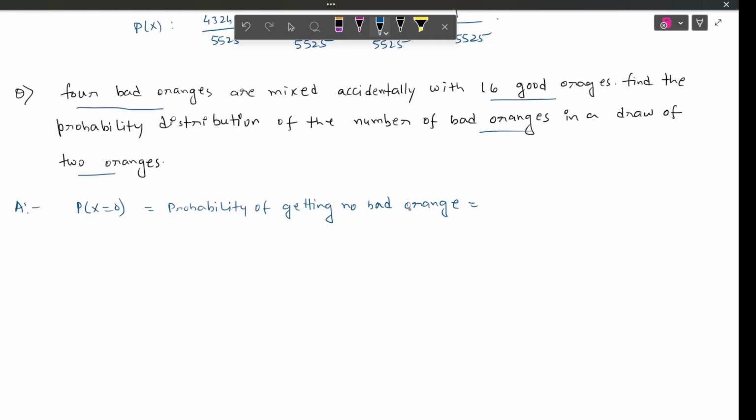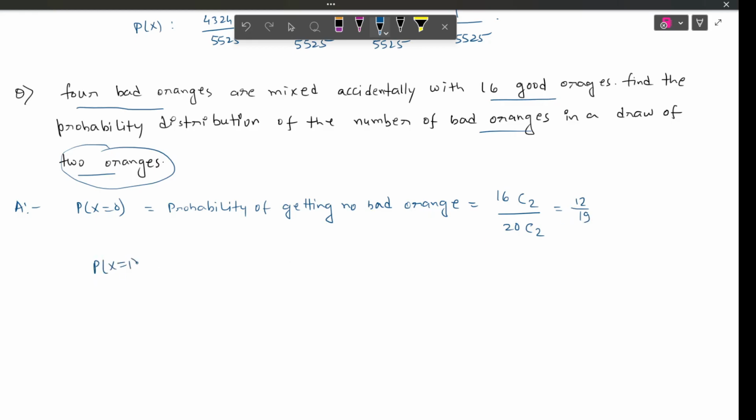So what does it mean? That means you have drawn 2 oranges out of 16 good oranges, right? So you have taken 2 oranges out of 16 good oranges. The total is 20: 16 plus 4 bad oranges, that is 20 oranges. 20C2. So this would be 12 upon 19.